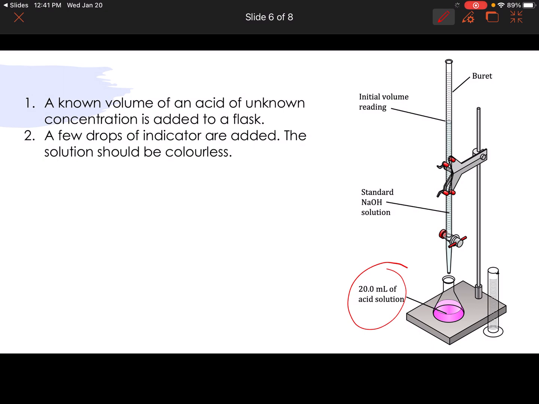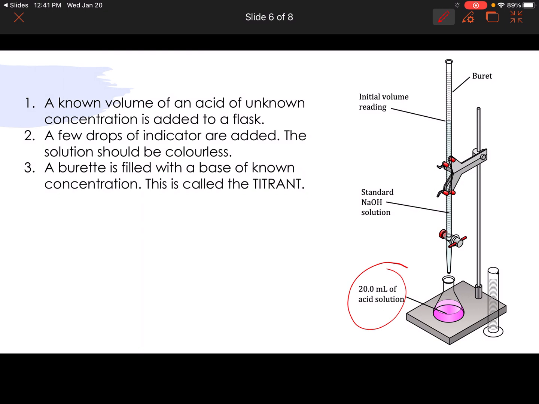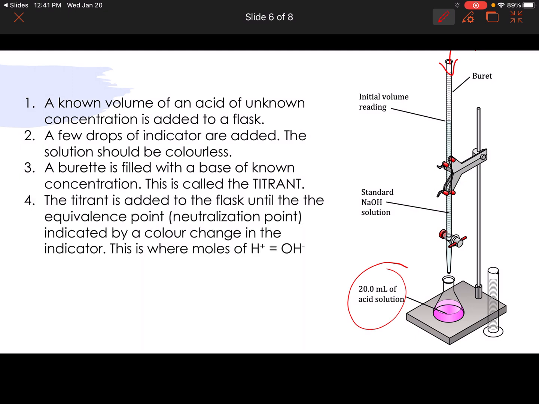Now we're going to add a few drops of indicator as well. The solution normally would be colorless at this point. So if we use phenolphthalein as our indicator, it would be colorless. A burette then is filled with a base of known concentration. So this is called the titrant. So you're going to put the base inside this burette here. You're going to fill it up, and that is called the titrant. The titrant is added to the flask until the equivalence point.